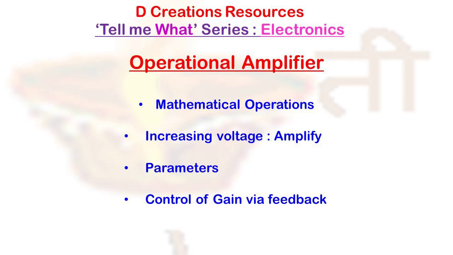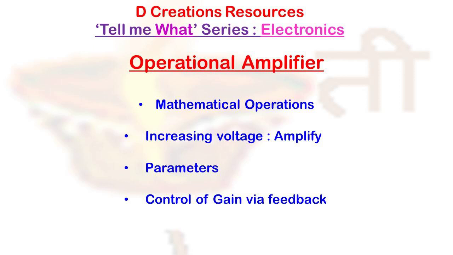Now, ideally, if the voltage difference between the inverting and the non-inverting input is 0, the output, which is multiplication of gain and this difference between these two, also has to be 0. But in reality, there is some voltage which is seen, and it's called offset voltage.